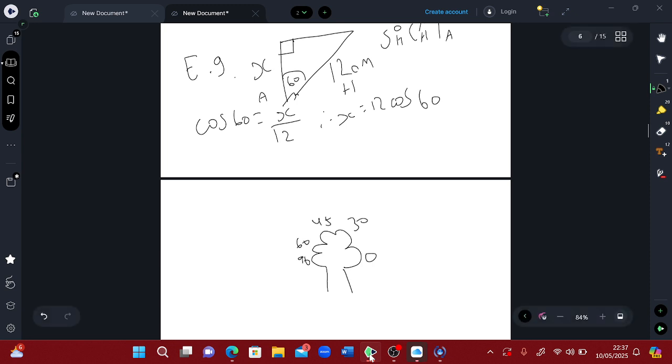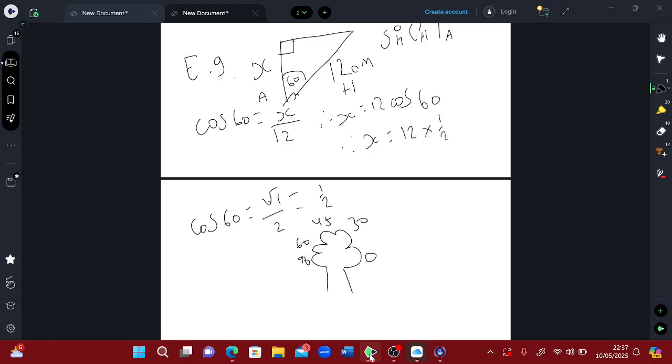So, cos 60. So again, you root the finger over 2. Now, cos 60, start at 90 this way and work our way that way. So 60, remove one finger. So it's going to be root 1 over 2, which is just a half. So then actually, x is going to be 12 times a half, which is just going to be 6 centimeters.